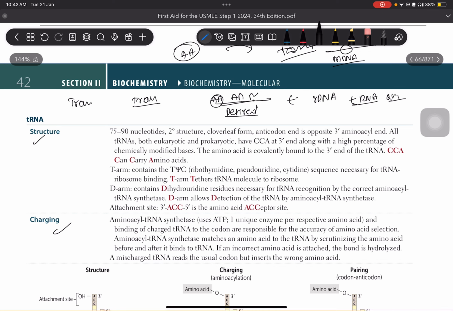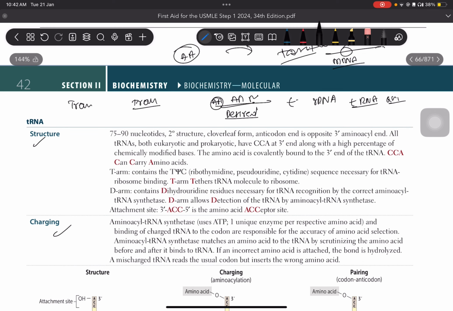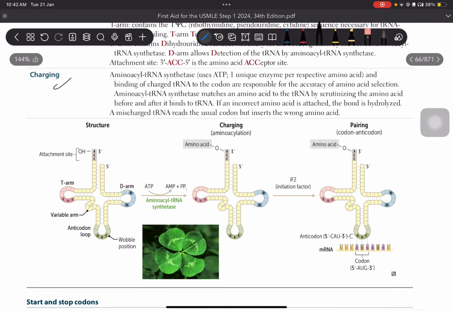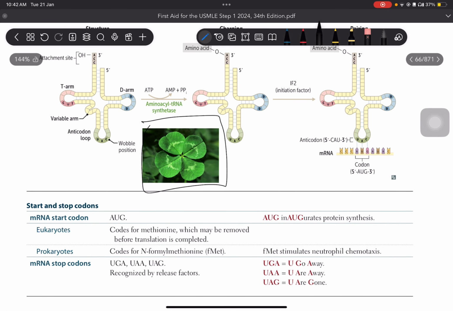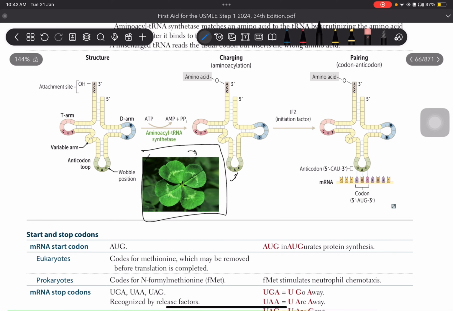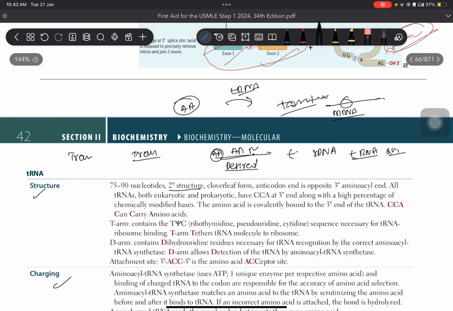Going into the structure of tRNA, there are 75 to 90 nucleotides, which is the secondary structure. We know we have primary, secondary, tertiary, and quaternary structure of the protein, but this is RNA, sorry. The secondary structure is a cloverleaf form. What do you mean by cloverleaf form? This is what the cloverleaf form means. If you rotate this image clockwise by some 15 to 30 degrees, you can get the same model like this. So this is nothing but a cloverleaf form.